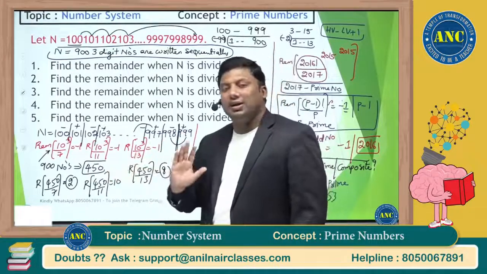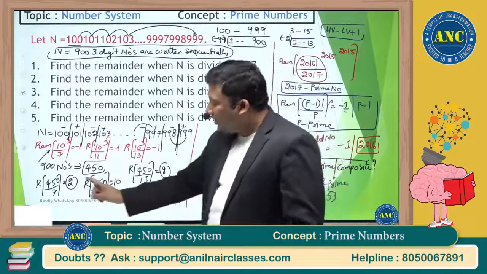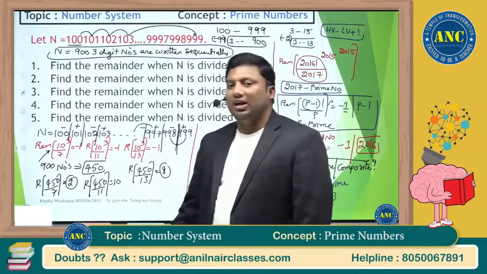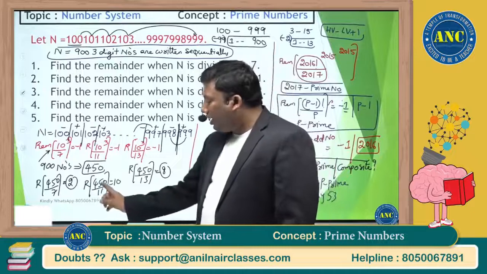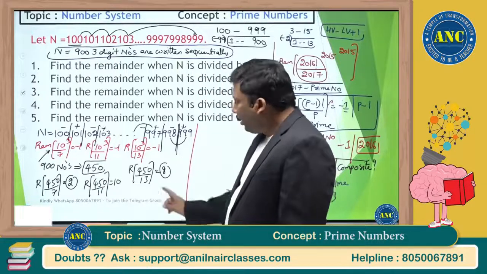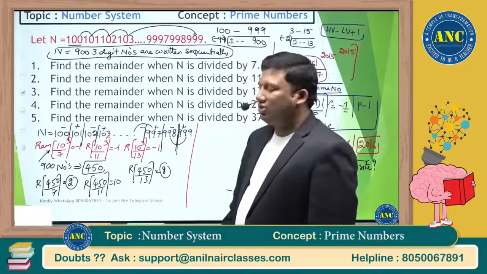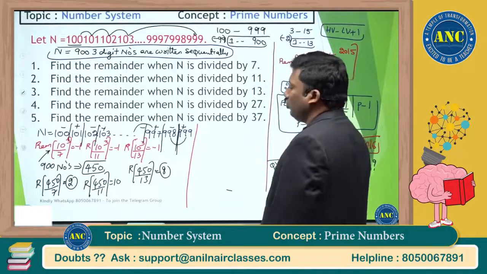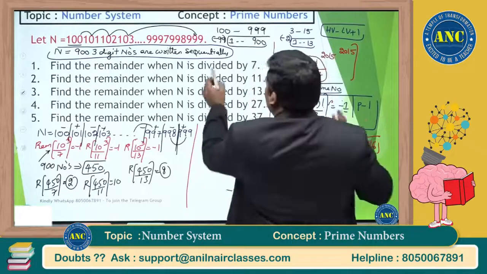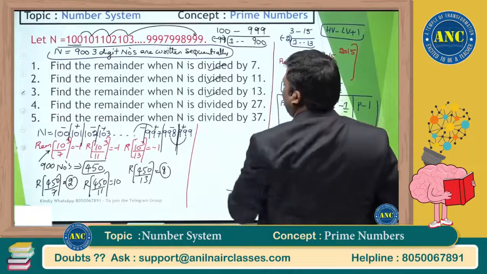Once you get the answer, 450 divided by 7. 7 6s are 42, 30. 7 4s are 28, 2. 11 4s are 44, 10. 13 3s are 39, 60. 13 4s are 52. Remainder 8. First one, second one, third one. I hope it is clear.